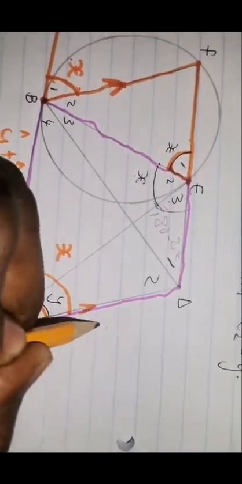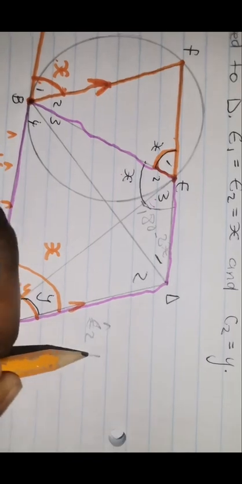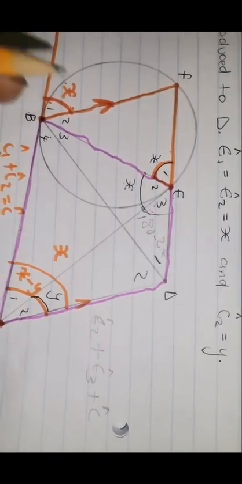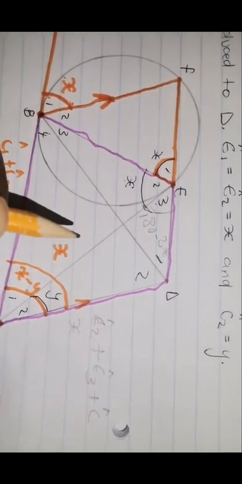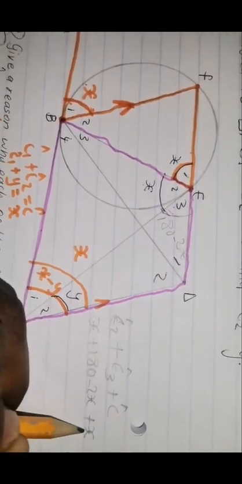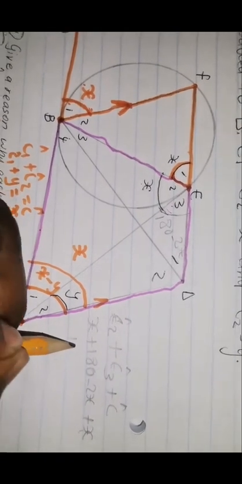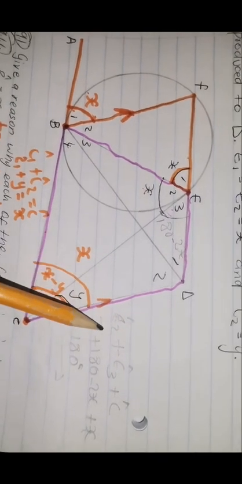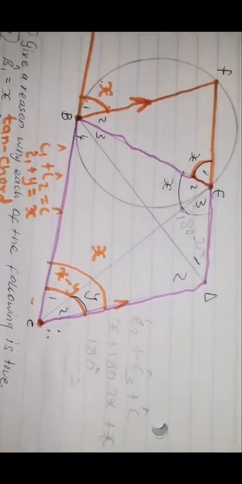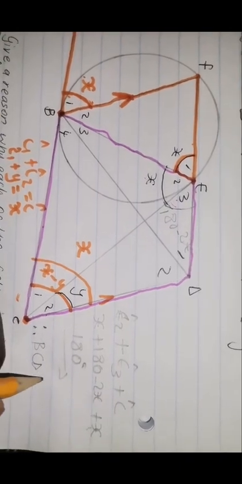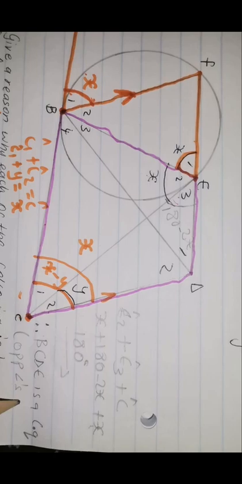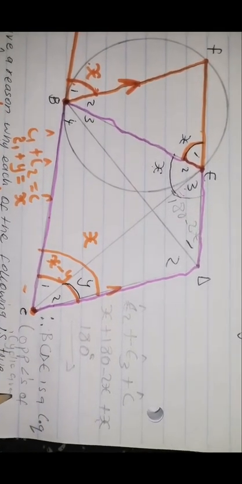Then I'm going to say E2 plus E3 plus angle C. You just add what we have. For E2 I have X, for E3 I have 180 minus 2X, and for angle C I have X. Then X plus X is 2X, then 3X minus 2X is X... I'm left with 180. Therefore, when I add E2 plus E3 plus angle C, they give me 180. Therefore, I conclude BCDE is a cyclic quad. Reason: opposite angles of cyclic quad are supplementary.